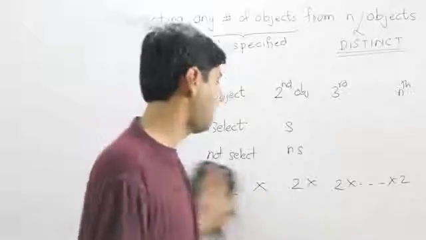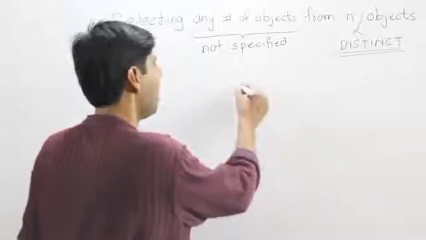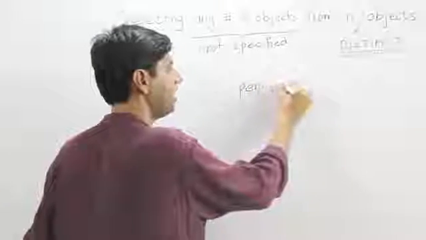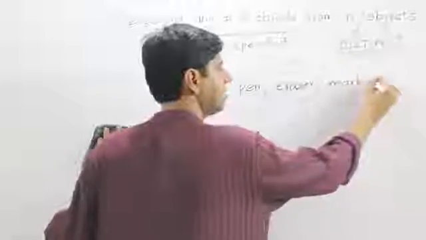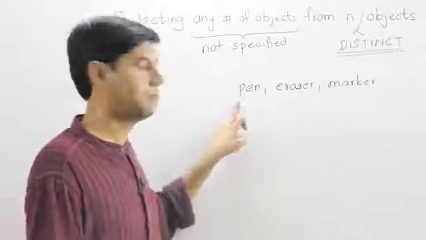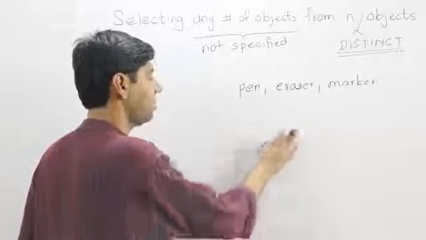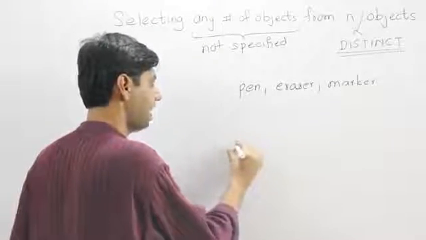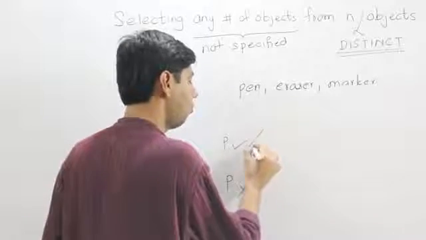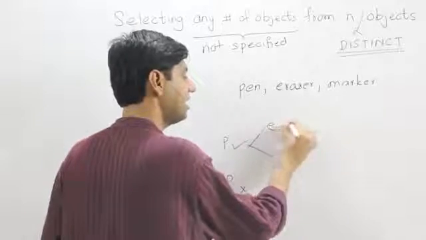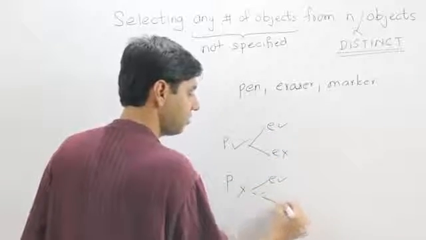If this is not clear, let me take an example. Let's say I have a pen, an eraser, and a marker. So there are three of them. Let me mark them as the leading letters P, E and M. So this tree will also help us in further questions. So P, I could select or I could not select. Having done that, I could go in further two ways. The eraser I could select or not, and these two ways exist for each of the prior ways.